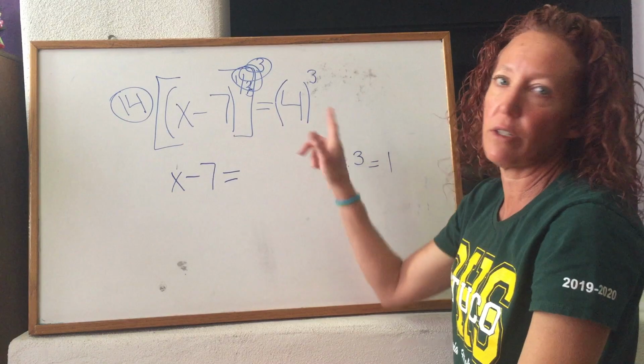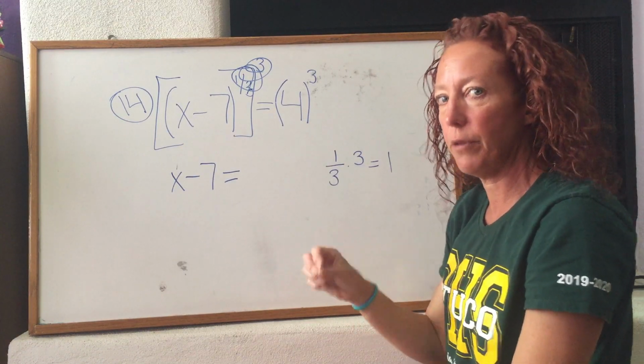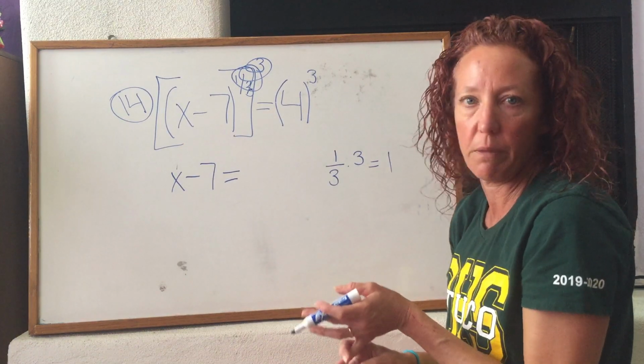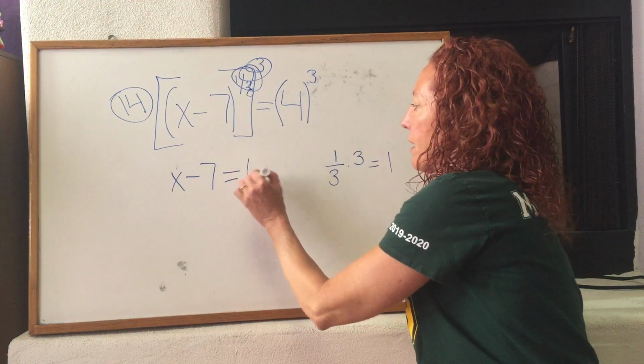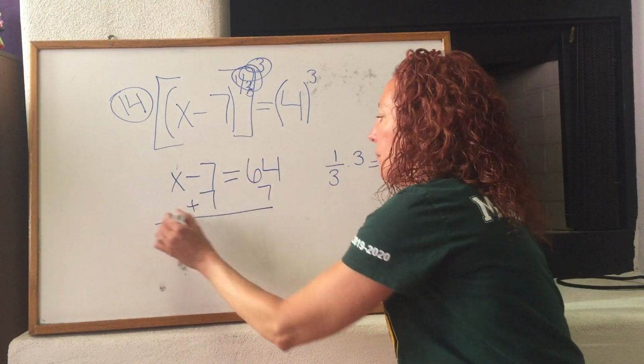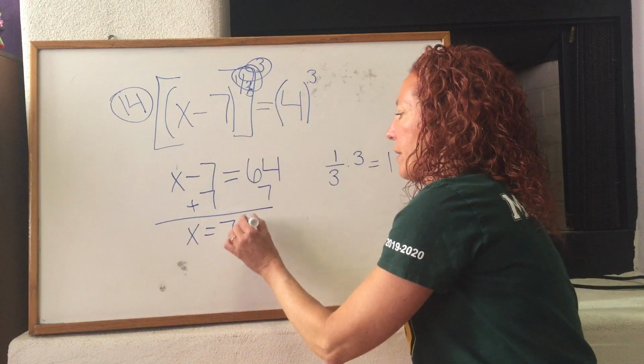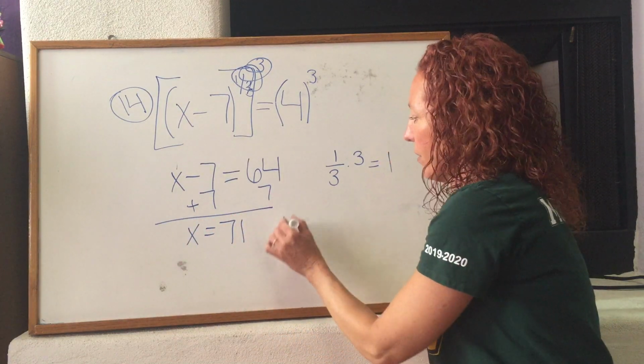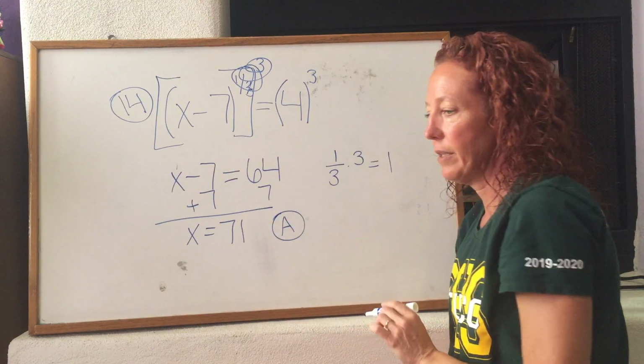On this side, don't forget it's 4 cubed, not 4 times 3. So 4 times 4 times 4 is 64. Add the 7, and x equals 71. And so our answer is A.